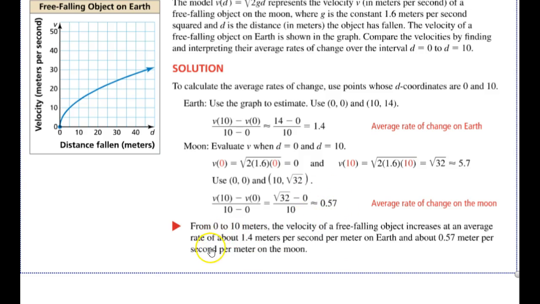So here I can say from 0 to 10 meters, the velocity increases at an average rate of about 1.4 meters per second per meter on Earth, and about 0.57 meters per second per meter on the moon. So now I've compared those, so you see that my average rate of change was much greater on the Earth than it was on the moon.